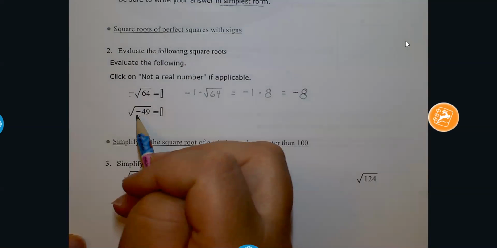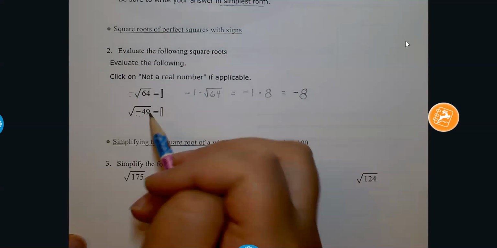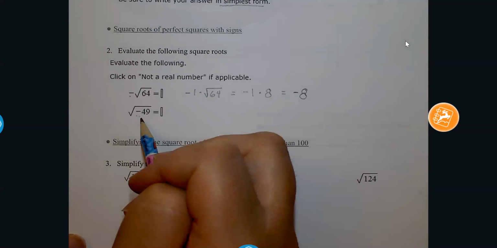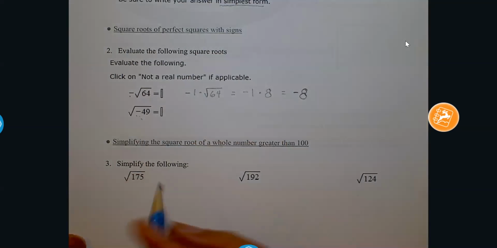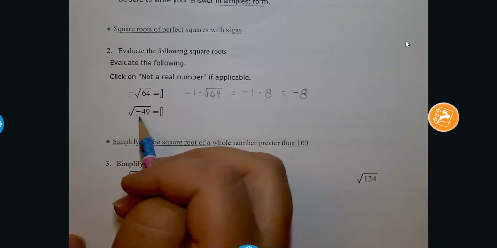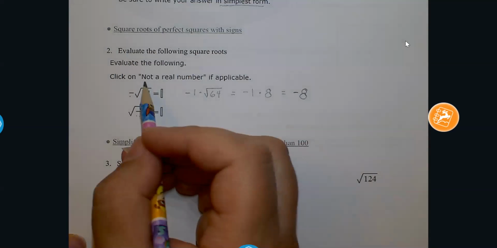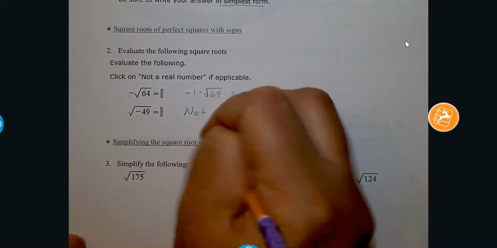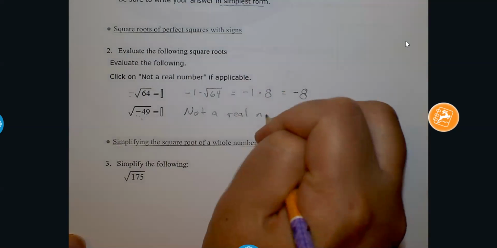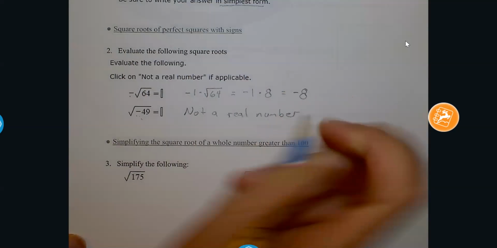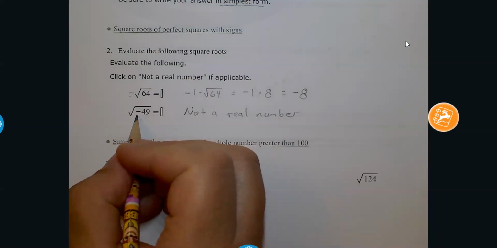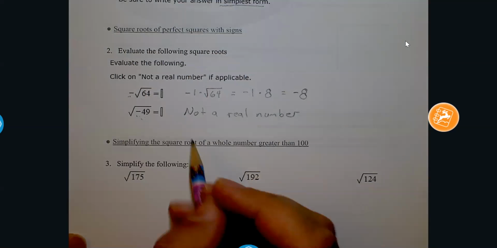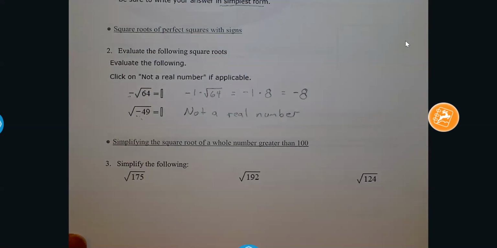When you have a negative on the inside of a square root, you cannot take the square root of a negative number without using imaginary numbers, which we are not going to get into. So the square root of -49 would be not a real number. So a negative on the inside is no good. A negative on the outside is good. You just have to treat the negative on the outside as a -1.